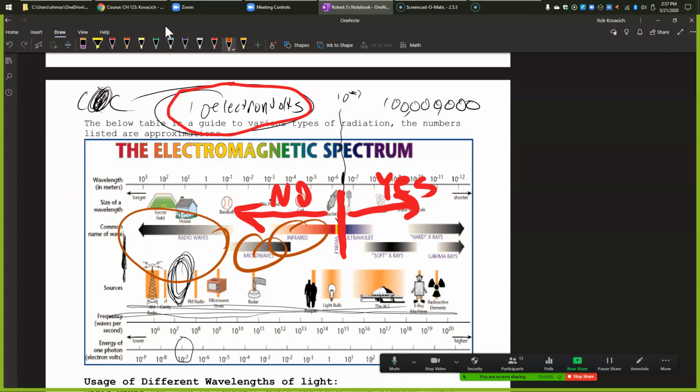US Cellular uses a little bit different technology than, say, AT&T does. All right, what else is inside of there besides cell phone radiation, radio waves, infrared, and Wi-Fi? 5G. Yeah, well, that's cell phone technology.